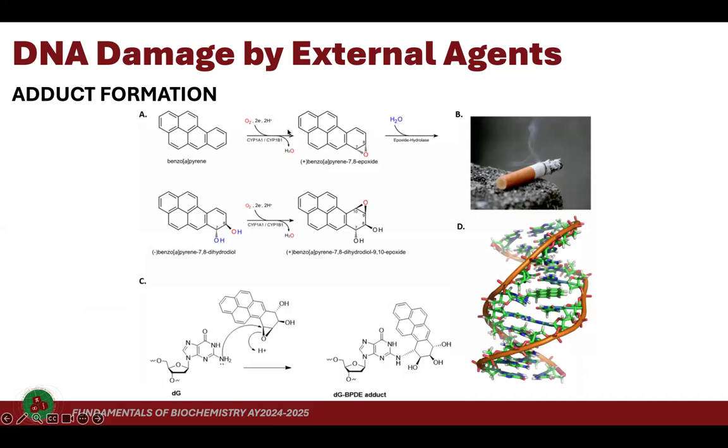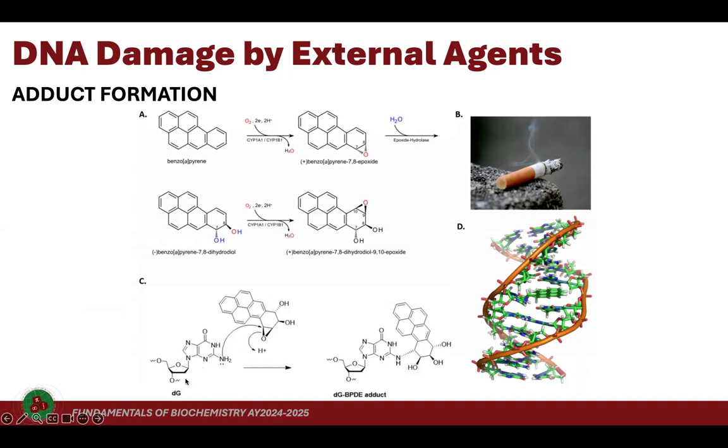Next is adduct formation. The adduct formation is primarily due to benzo[a]pyrenes, which is a class of molecules commonly found in cigarette smoke, for example, and also in soot. These benzo[a]pyrenes, in the presence of oxygen and water, can undergo several transformations, and then this benzo[a]pyrene can covalently link itself to your nitrogenous base.